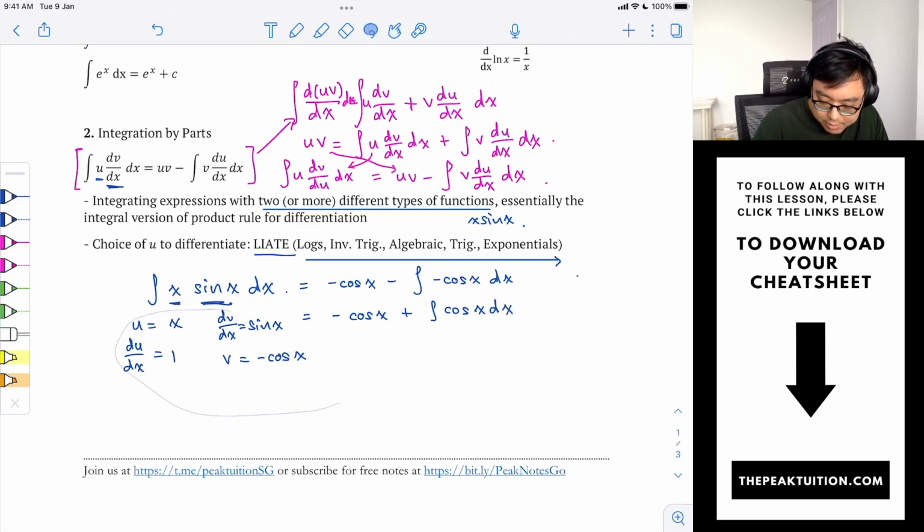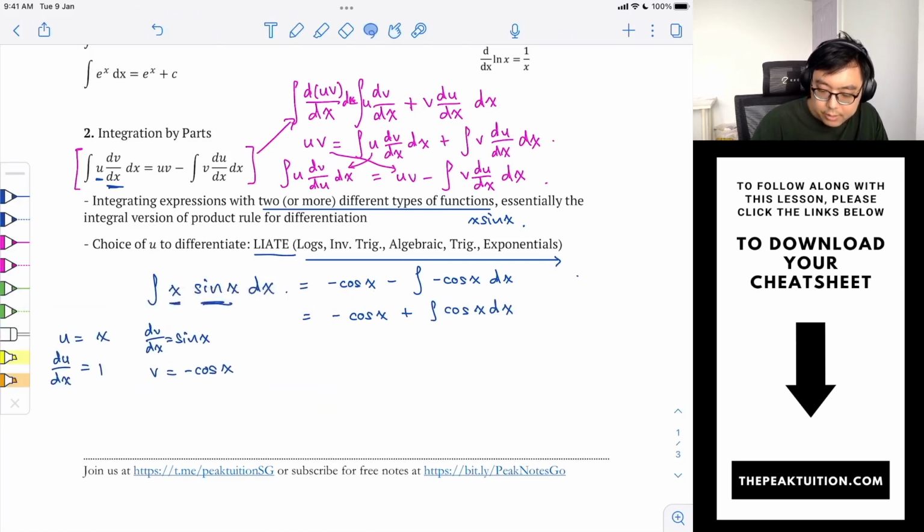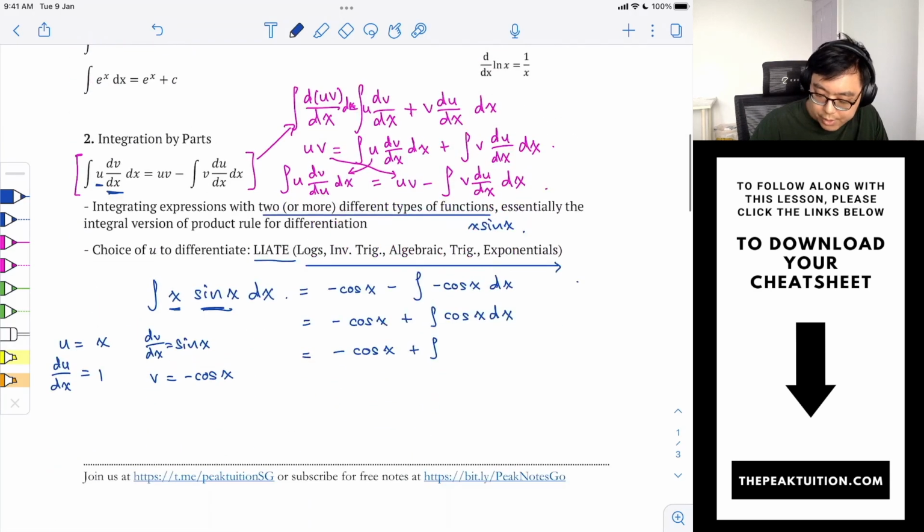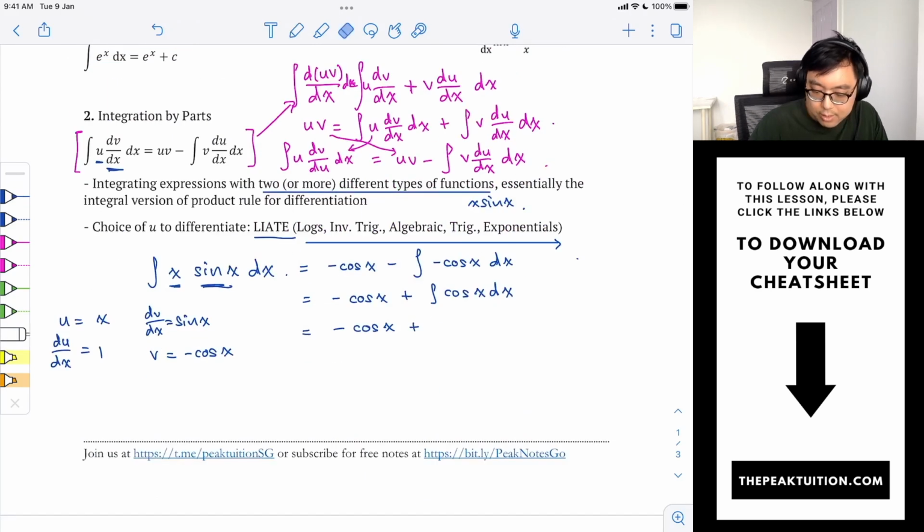Let me tidy this up a bit. Moving on, we can see that minus x cosine x plus the integral of cosine x gives us sine x. And of course here we can write a plus c to indicate the total constant of integration.